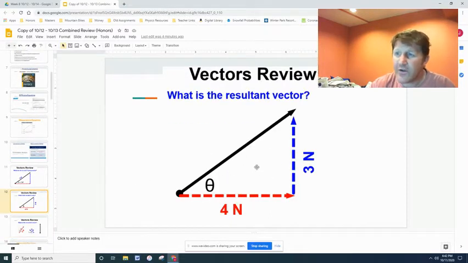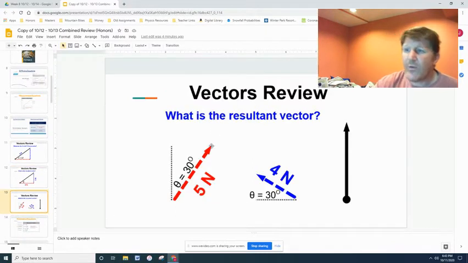I could also go ahead, and if I know what the components are and I want to know what the resultant vector would be, I can use my Pythagorean theorem and say 4 squared plus 3 squared is going to be equal to c squared, and then solve for that. And then I can take the inverse tangent in order to get the angle of theta here.